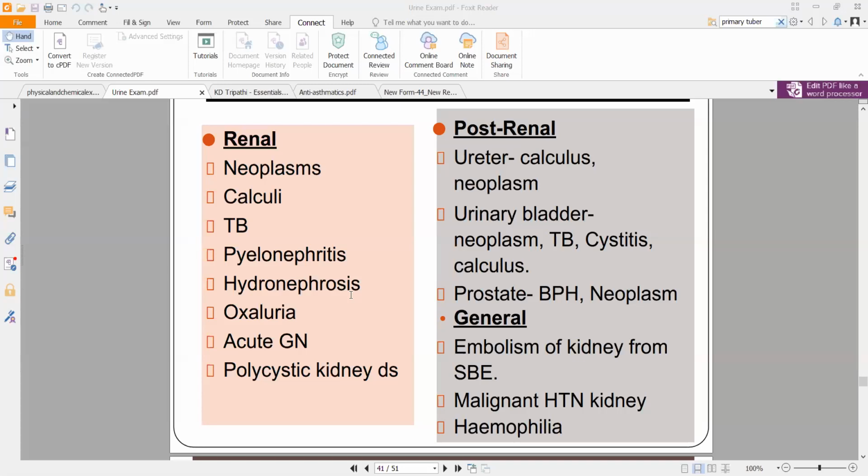Okay, now coming to renal, the problem directly in your kidneys. One is neoplasms, direct cancers in the kidney, or it can be calculi, stones in the kidney. Tuberculosis. What happens in tuberculosis? There is a particular type of tuberculosis called secondary tuberculosis.